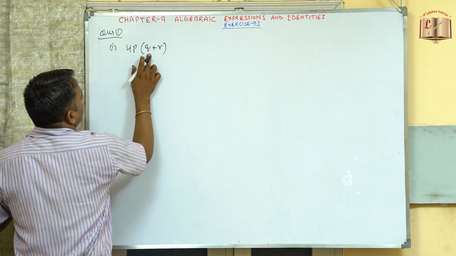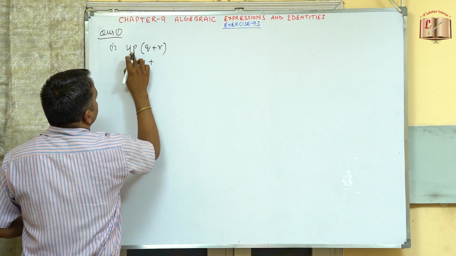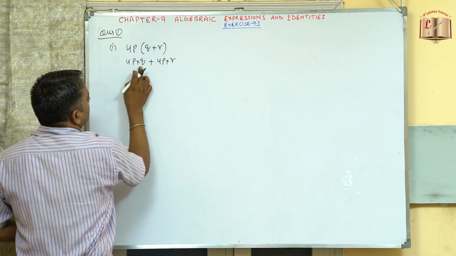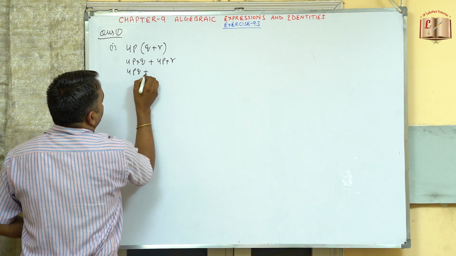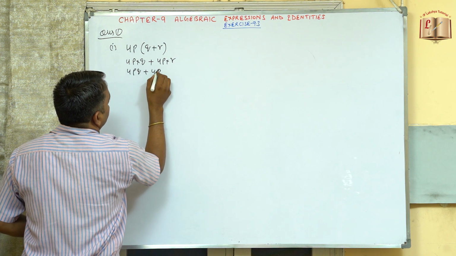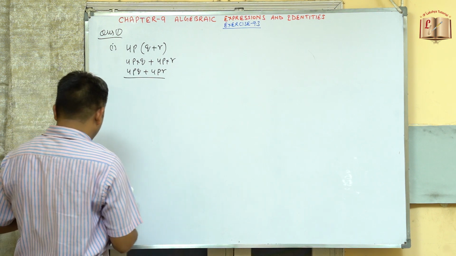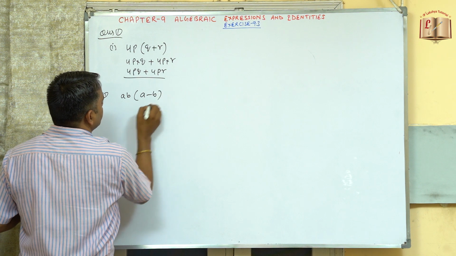So 4p first with q, so this will be 4p into q, plus 4p, then with r, so 4p into r. So this is now monomial into monomial. Now this will be 4pq plus 4pr. So this is the answer. Similarly for the second one, this is ab times (a minus b).